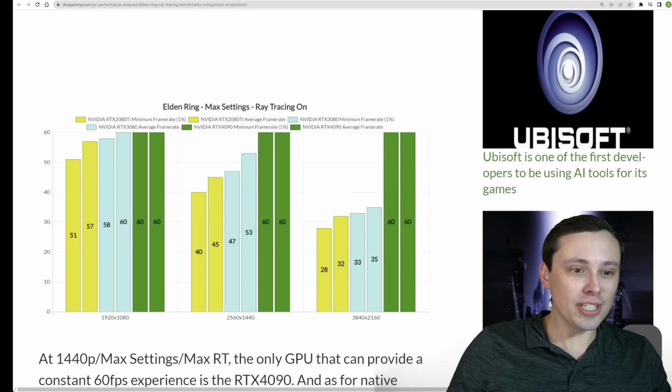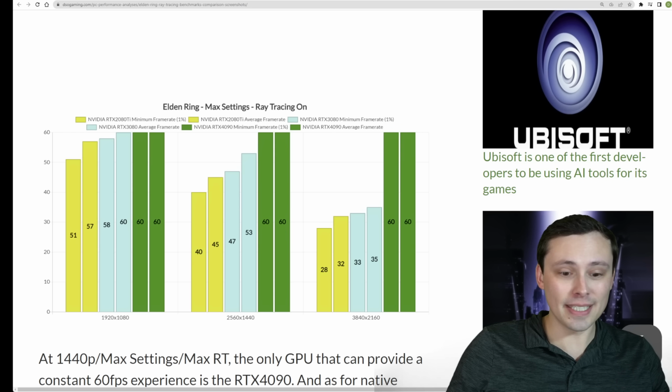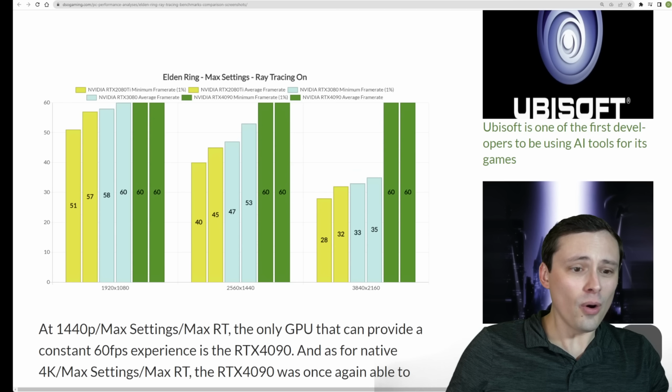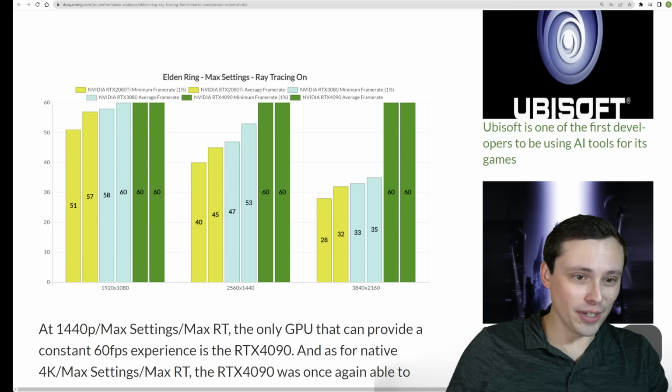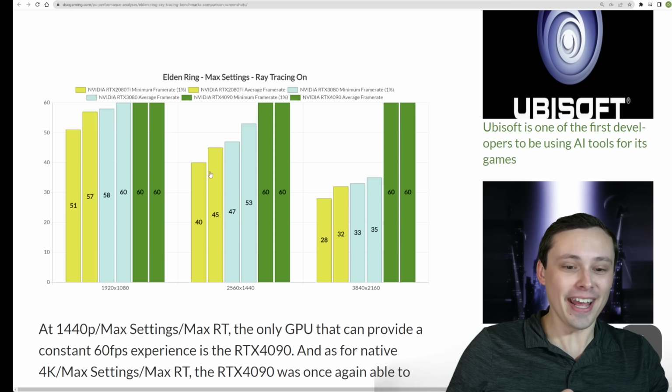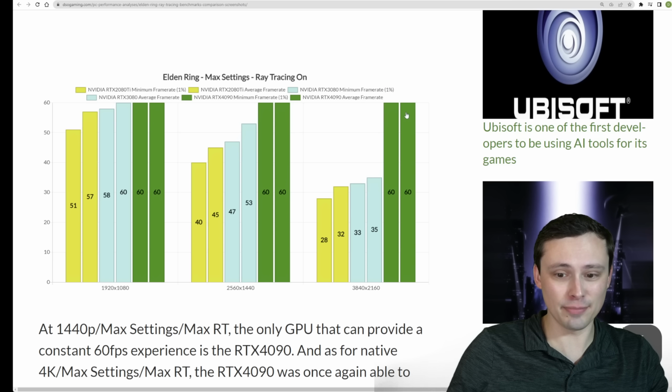They looked at 3 GPUs, the 2080 Ti, the 3080, and the 4090, and they looked at them at 1080p, 1440p, and 4K. And with ray tracing on, only the 4090 was able to always run even 1080p at a flat 60 FPS, although the other ones were pretty close. And then at 1440p, again, only the 4090 was able to hold 60 FPS, and at 4K, the 4090 was still able to hold 60 FPS.